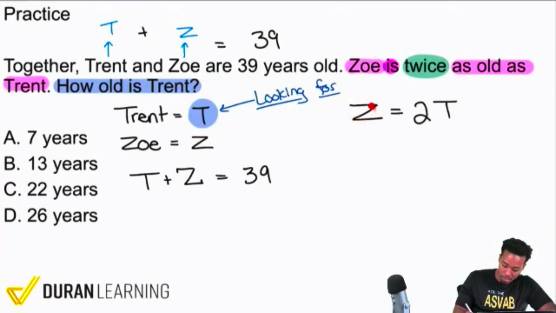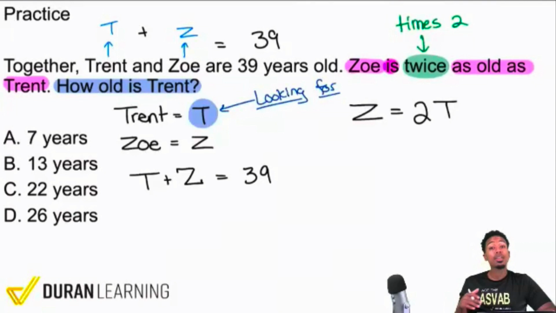Zoe, Z, equals twice, 2 times Trent, T. Z equals 2T. Zoe is twice as old as Trent. Everybody, does that make a little more sense? When you see the word twice, that's times 2. If you see the word half, that means divide by 2. Half means divide by 2. Twice means times 2.